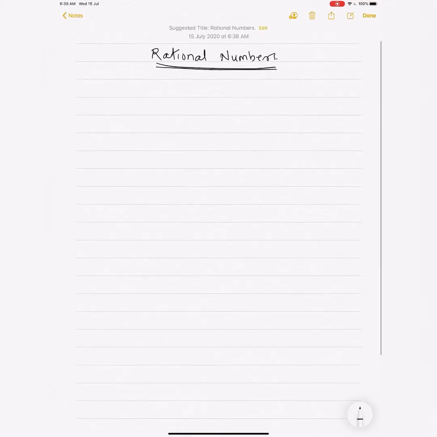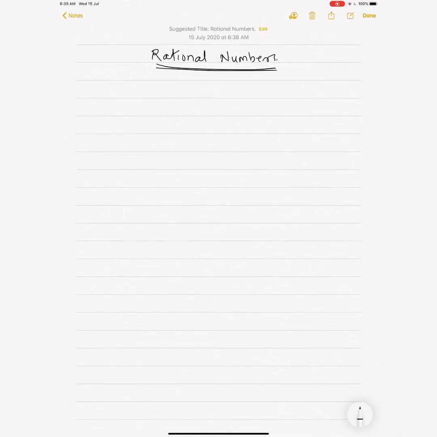This chapter is rational numbers. So the first thing is, the first kind of sum, when they ask you to rationalize the denominator. Okay, rationalize the denominator. So what does it mean, rationalize the denominator? Basically it means you don't want any denominator with a square root.